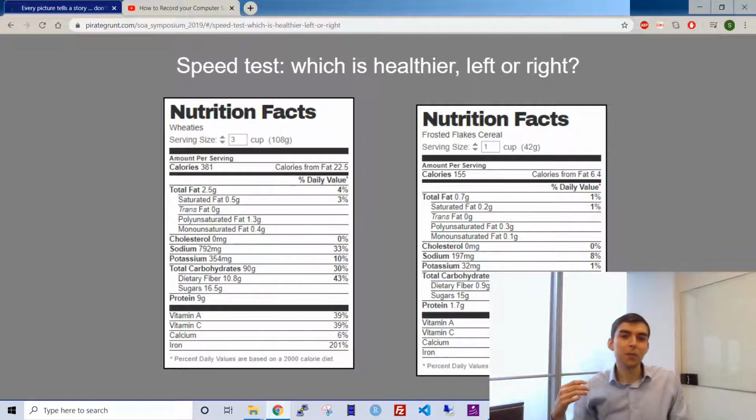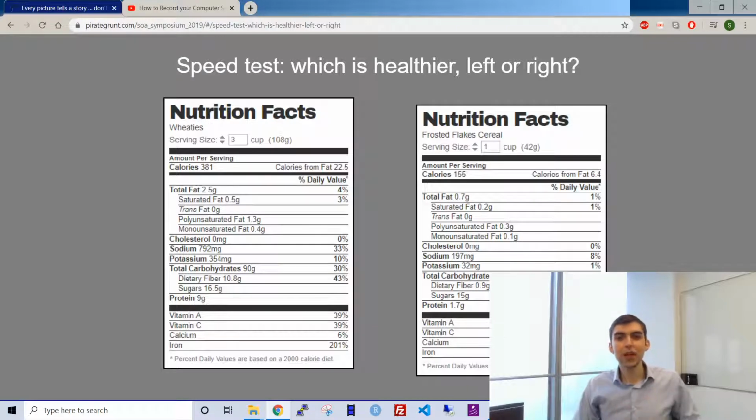And so here's a quick test for you. Which is healthier, the left or the right? In a split second, you would probably say right? Frosted Flakes are less healthy than Wheaties.